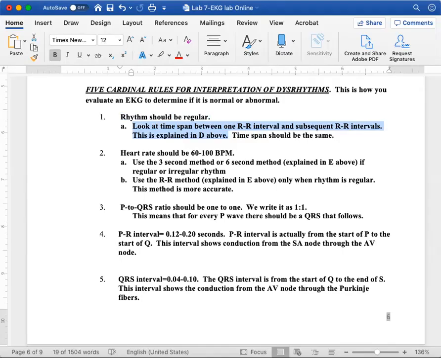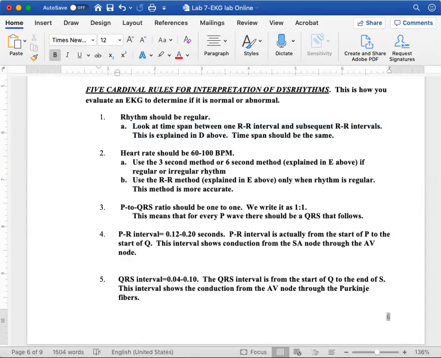You can do this with the caliper. So you can stick the caliper, one of them on an R and then the next one on the other R, and then keep moving it through the R to R intervals. Or you can take an index card. For this class, you can just eyeball it because obviously we're not clinically doing it. But rhythm should be regular.